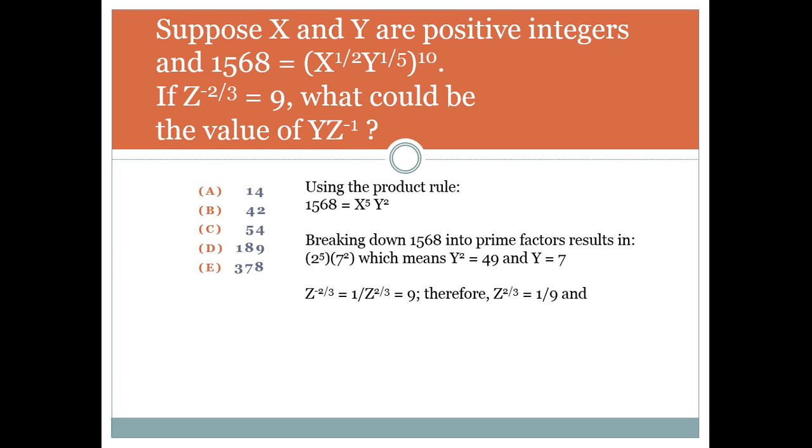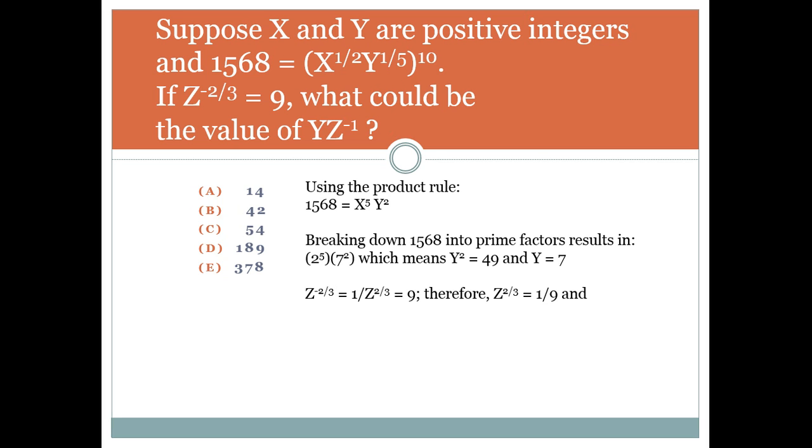The second part of the question indicated that z to the negative 2/3 is equal to 9. The negative exponents create fractions. So z to the negative 2/3 is 1 over z to the positive 2/3, which is equal to 9. If we took the reciprocal of both sides, or you decided to cross multiply and solve for z to the 2/3, it's equal to 1/9.